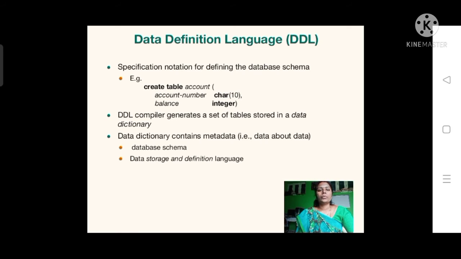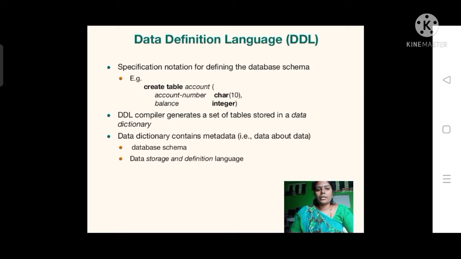What is the data definition language? The specification notation for defining the database schema. For example, creating a table is one of the data definition language operations. How to create a table? While creating a table, by means of the entity name, account, we insert the attribute names: account number with character as a data type and balance with integer as a data type. These are the two attributes inserted in the account table.